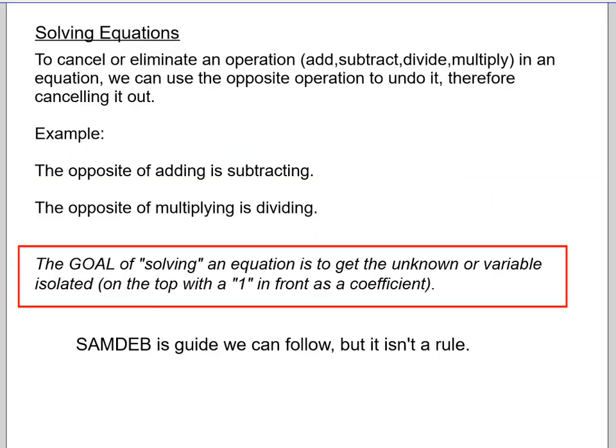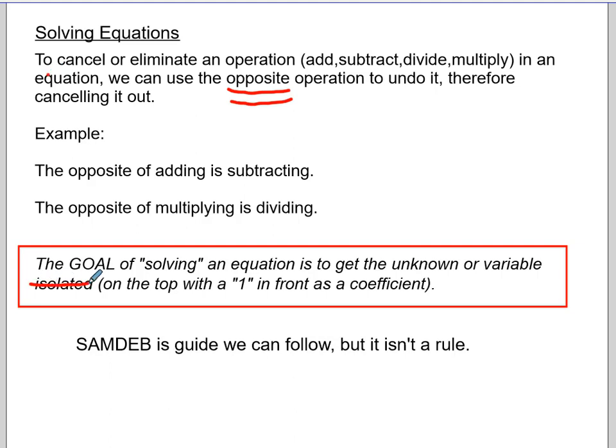Solving equations. To cancel or eliminate an operation, something like add, subtract, divide, or multiply, in an equation we can use the opposite operations. And this is really important: we're using the opposites to undo operations. The opposite of adding is subtracting. The opposite of multiplying is dividing. The goal in all of this is to isolate the variable. The goal of solving an equation is to get the unknown, or variable, isolated.